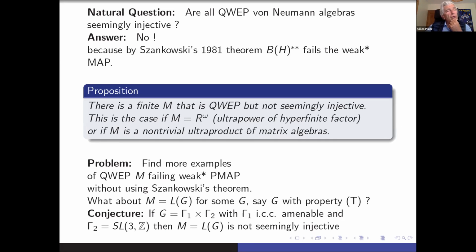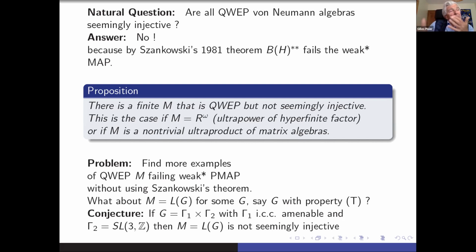And another way to say this is to say that, well, we can look at the ultrapower of the hyperfinite factor, this R omega, okay? And this R omega, by definition of Connes embedding problem, we know that it contains any finite, separable predual von Neumann algebra which satisfies the Connes embedding problem, which means the same as QWEP. So to say that any finite M is seemingly injective, in short, is the same as saying that the ultrapower of R is seemingly injective.